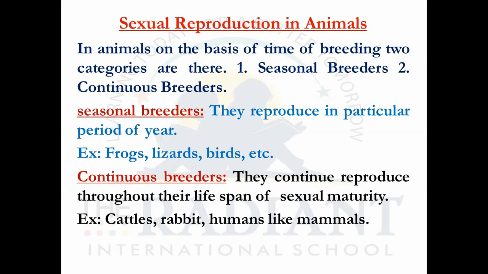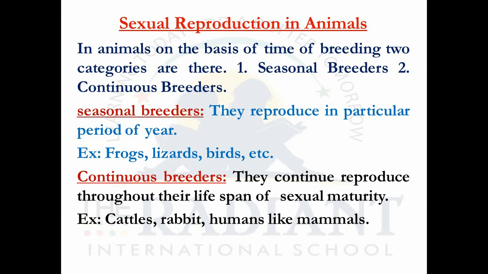For example, fishes, lizards, birds, frogs. Some birds are seasonal breeders and some birds are continuous breeders, right? If you go with frogs and fishes, normally they reproduce in the monsoon season where water is essential for this reproduction. So a large number of eggs are produced by fishes and frogs in the water. So they only breed in the monsoon season. They are considered seasonal breeders.